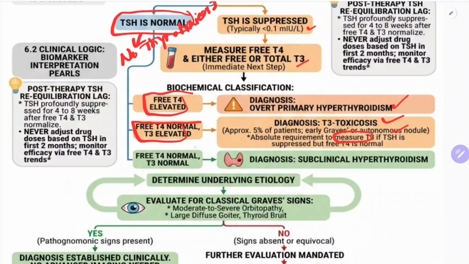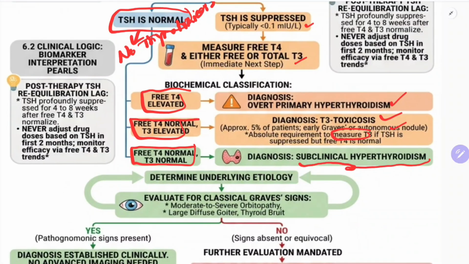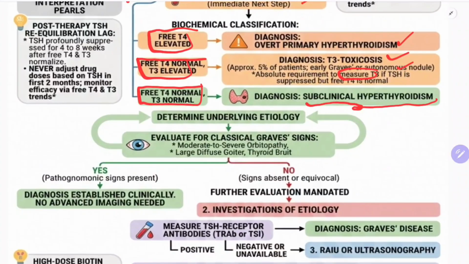Okay, now if both free T3 and T4 are normal, both should be normal, not only one, then you will give a diagnosis of subclinical hyperthyroidism. But if you have T3 raised, that is T3 thyrotoxicosis. T4 and T3 both raised, then again it is overt hyperthyroidism. T4 raised, again it is overt hyperthyroidism. Both free T3 and T4 normal, then it is subclinical thyrotoxicosis. Now you have diagnosed the thyrotoxicosis. Now you will evaluate for different causes of thyrotoxicosis.